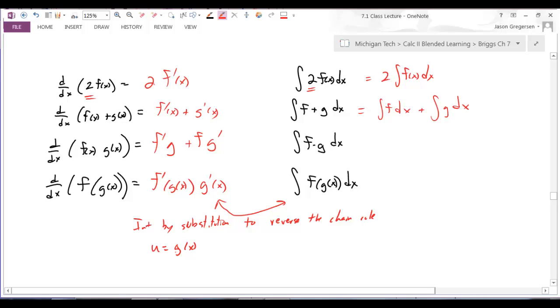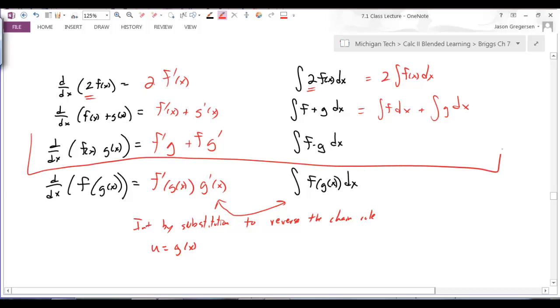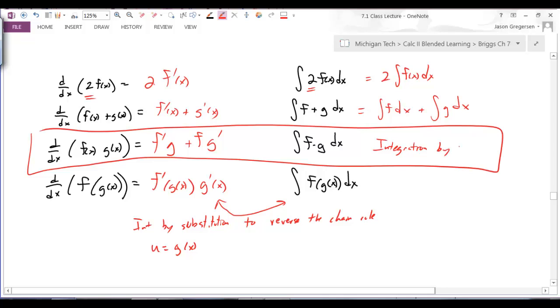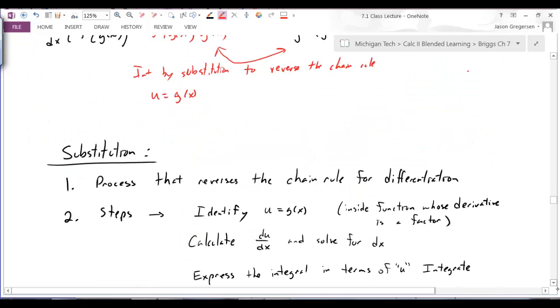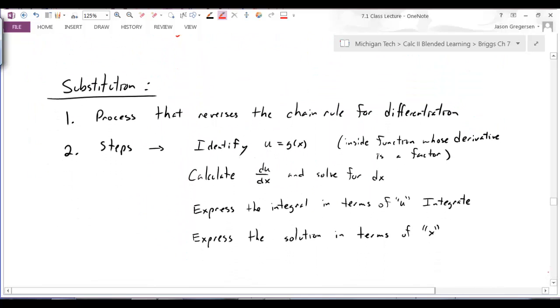Now what about the product rule? We're going to have a technique that essentially reverses the product rule as well, and that's going to be called integration by parts. And we're going to talk more about that tomorrow. So as we're getting to the advanced techniques, we'll see that we have these things. We talked about substitution. So the first part of 7.1 really re-stresses that process.